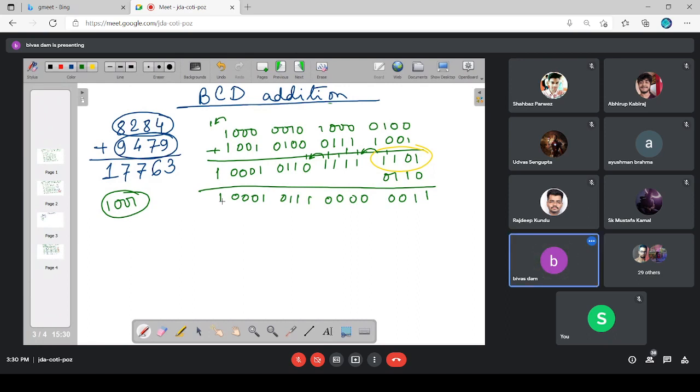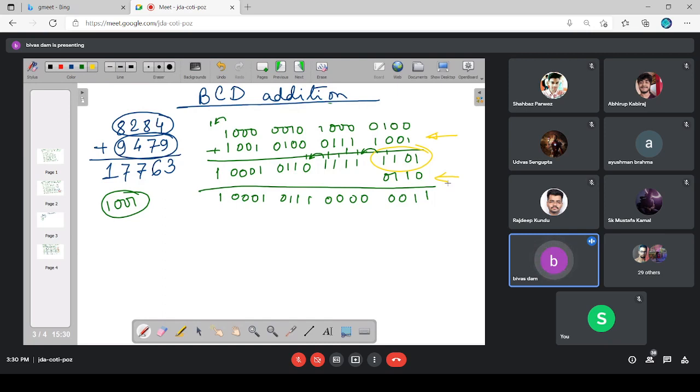Okay. Now, one thing you must remember is that we'll check one nibble only once. Once the corrective action is taken, we should not go for rechecking that particular nibble. So during this addition operation, this is the second addition operation. This was the first addition operation. This one is the second addition operation.